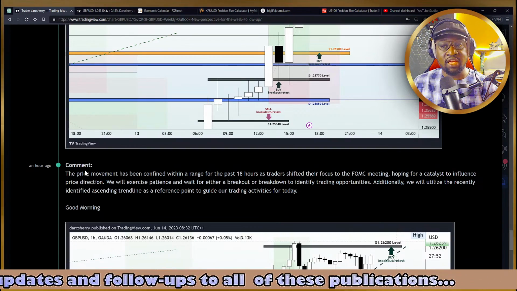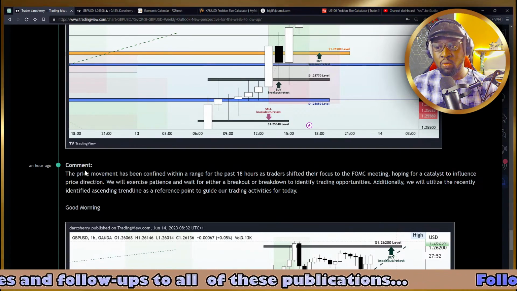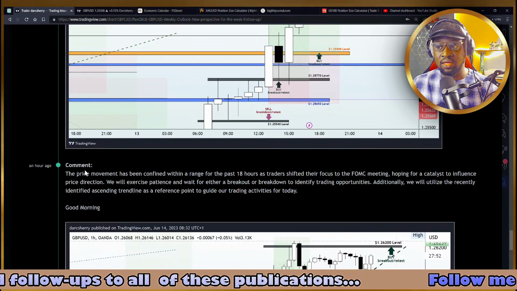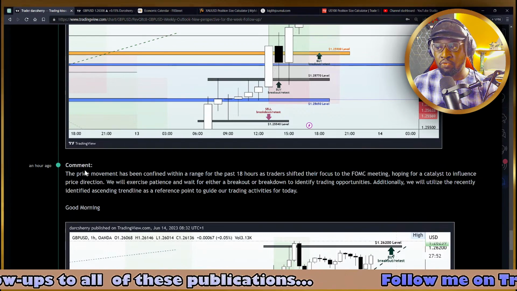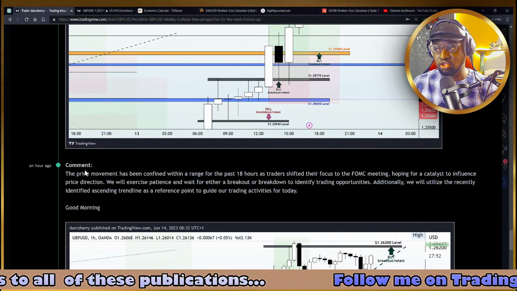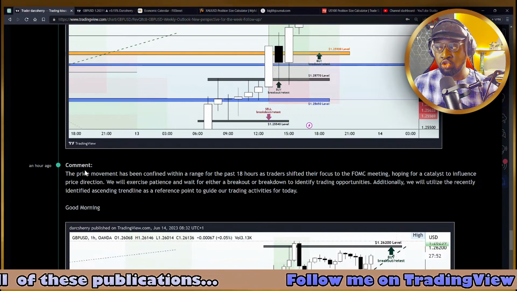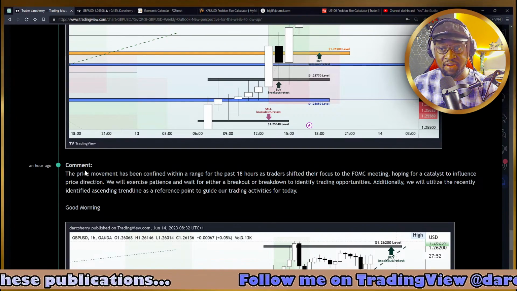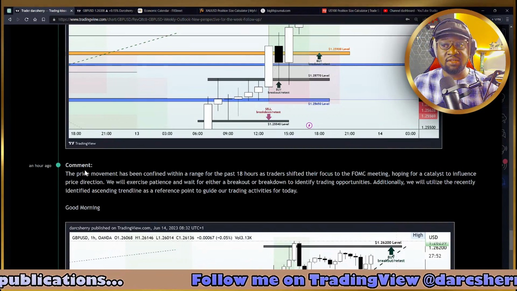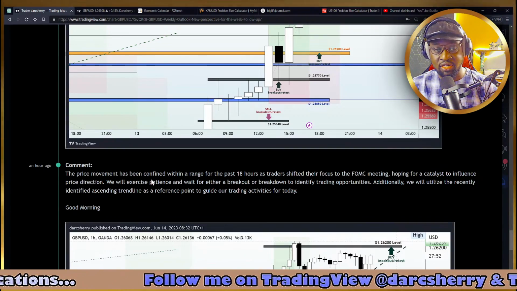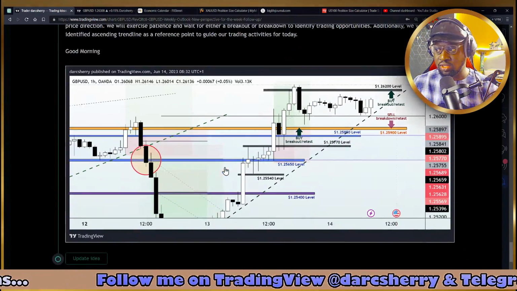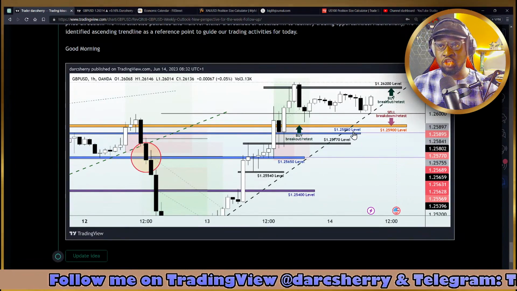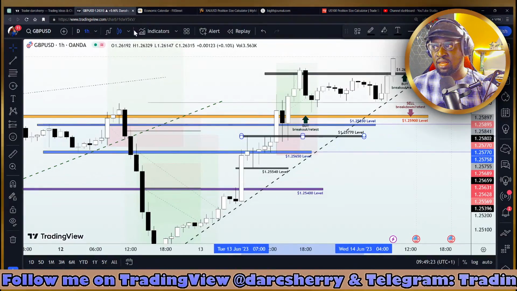Hoping for a catalyst to influence price direction, we will exercise patience and wait for either a breakout or breakdown to identify trading opportunities. Additionally, we will utilize the recently identified ascending trend line as a reference point to guide our trading activities for today. So as you can see, we have a new trend line here. So let's go back into the live chart.